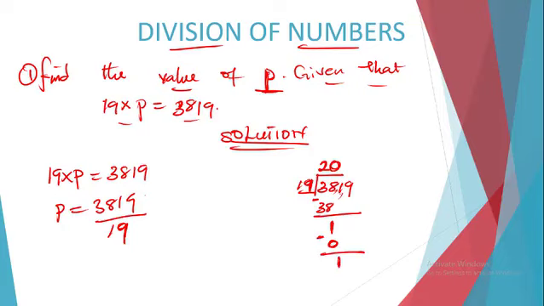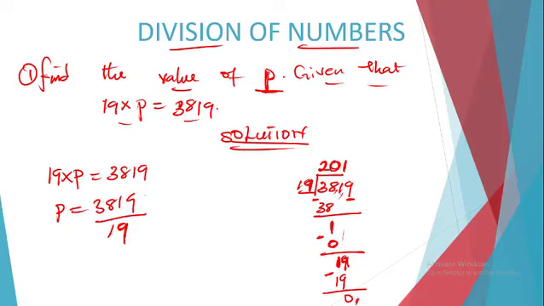Now 1 minus 0 will give us what? 1. We have our 1, and then the last number here is 9, so we'll bring down our 9 and add it here to give us 19. How many times can 19 go into 19? Once. Okay, now 1 times 19 will give us 19. 19 minus 19 will give us 0. And since we've gotten 0, we'll stop here.